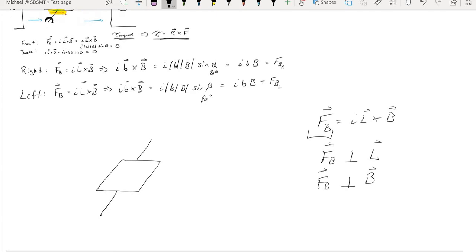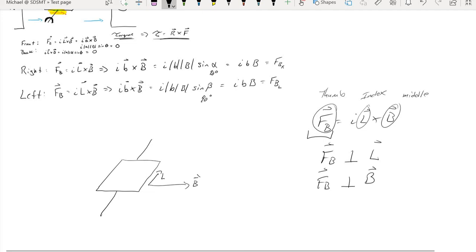Well, for the right-hand loop, we had our length vector pointing backwards. We had our magnetic field vector pointing to the right. And if we apply what we know, that first vector in the cross product evaluation is the index finger. Second vector in the evaluation is the middle finger. Thumb will be in the direction of the resulting vector.